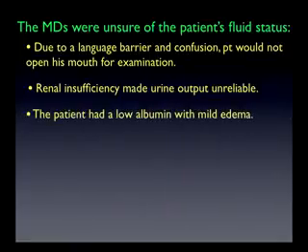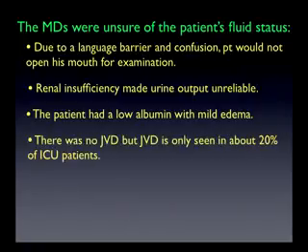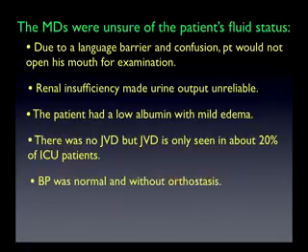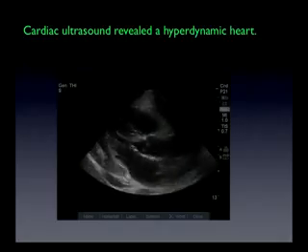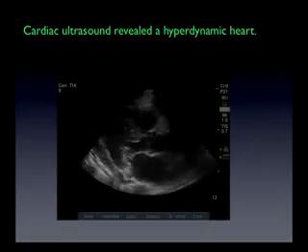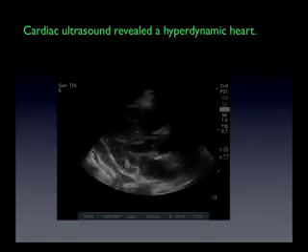The patient was somewhat edematous, but he also had a low albumin. So how does one interpret that? There was also no jugular venous distension. But once again, jugular venous distension is only seen in about 20% of patients in the intensive care unit. His blood pressure was normal and was without orthostasis. Cardiac ultrasound revealed a hyperdynamic heart.